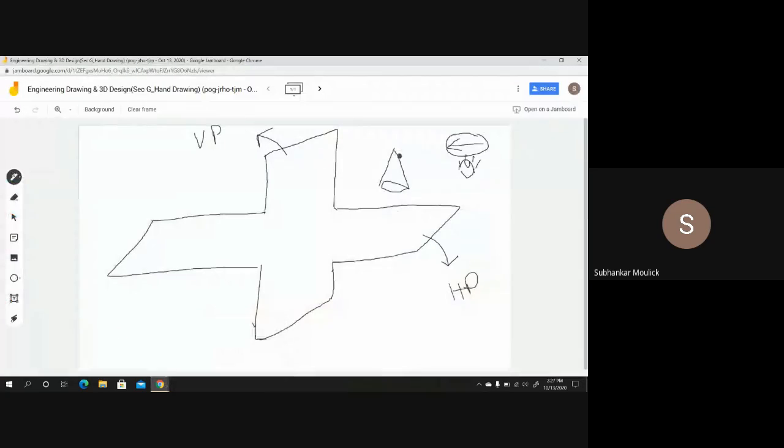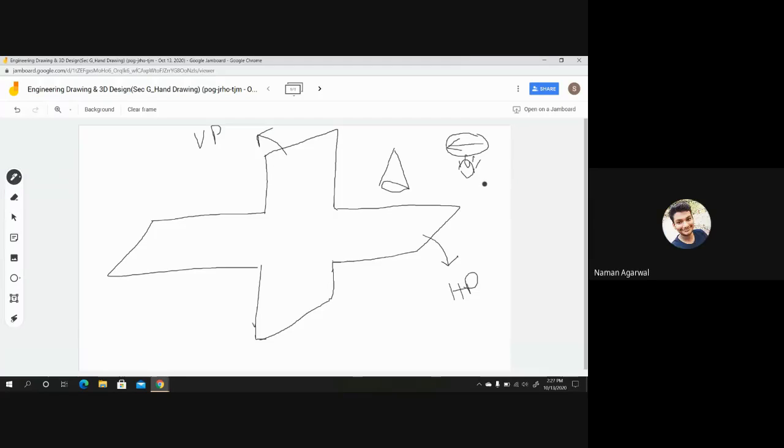The question is, this is your object. This is the position of the observer. And this arrow symbol represents the direction of viewing. I am saying that the observer is looking at this cone from the front direction. Then which view of the cone will he get? Will he get the front view, or the top view, or the side view?